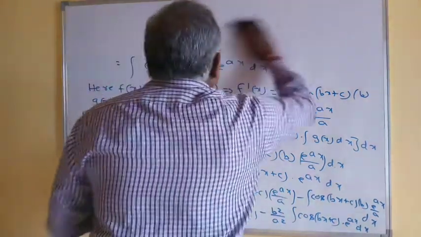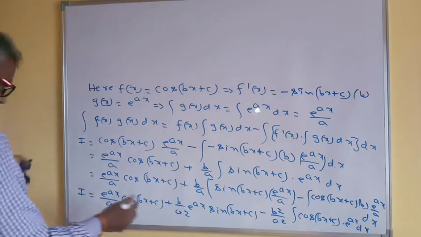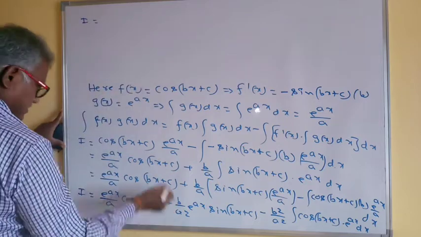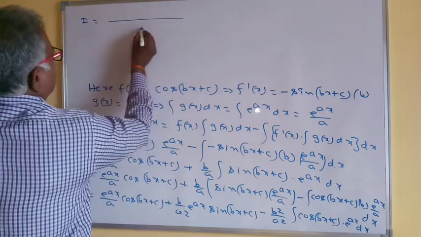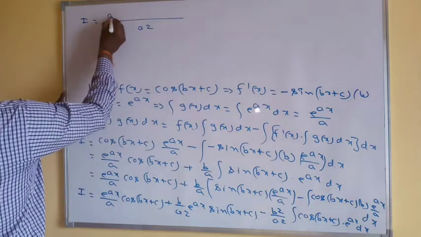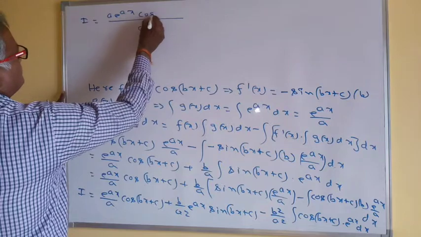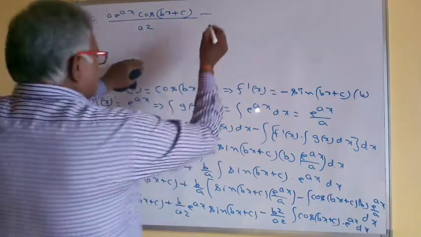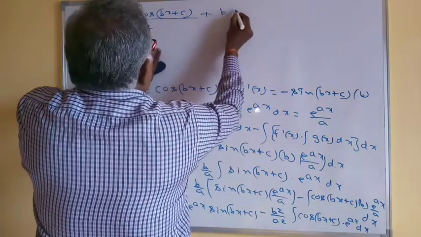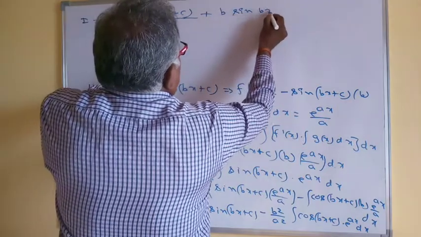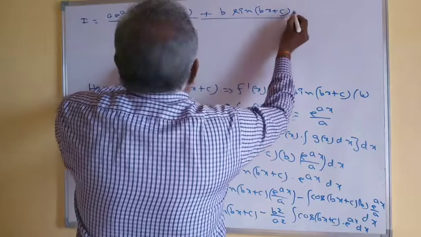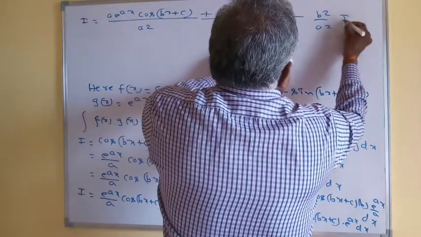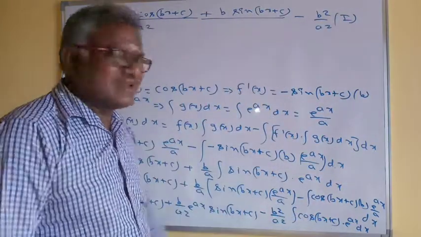Next, continuation. You see here, if you take a square as LCM, what you will get here: a into e power ax cos(bx plus c) plus b into sin(bx plus c), minus b square by a square into I. So this is nothing but the given integral.